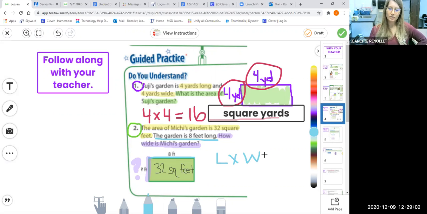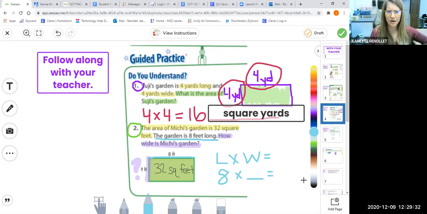I know that equals area. So let's see. They told me the garden is 8 feet long. That's my length. I know my length, so 8 times... do I know my width? My question says, how wide is it? So I don't know my width. I'm going to put a blank.